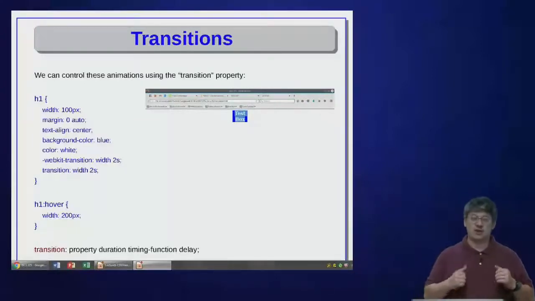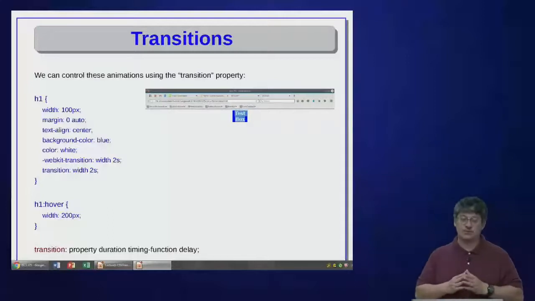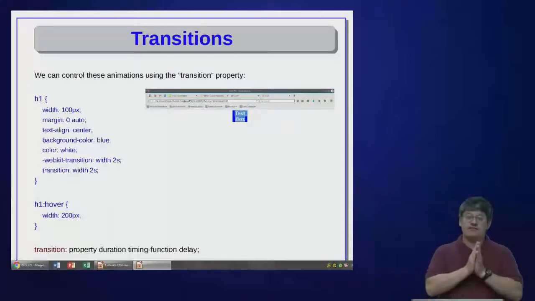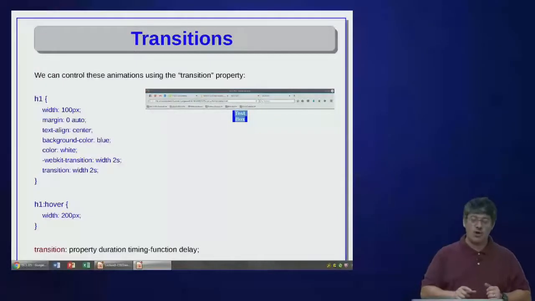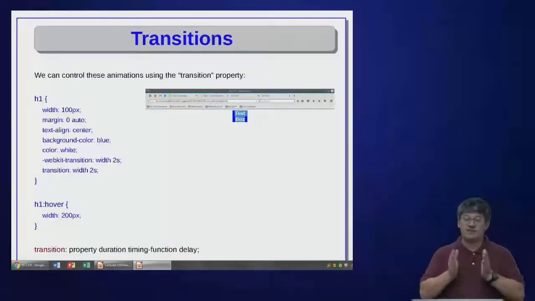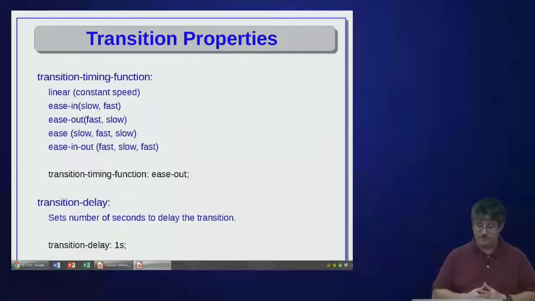Then I create an H1 hover property, and I set the width to 200 pixels. So if I'm not hovering, the width is 100 pixels. When I move a mouse over the H1 tag, it's going to expand to 200 pixels. But because I've set the transition property, whenever the width changes, it's going to change using the transition properties. In other words, the duration is going to be 2 seconds. It will take it 2 seconds to expand from 100 pixels to 200 pixels.